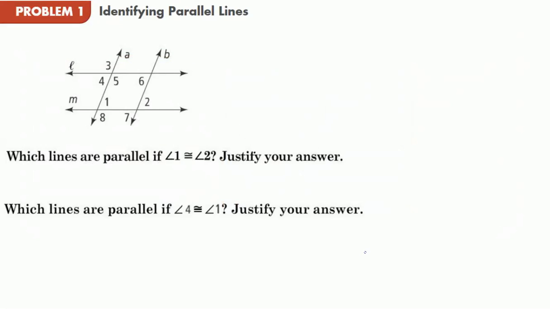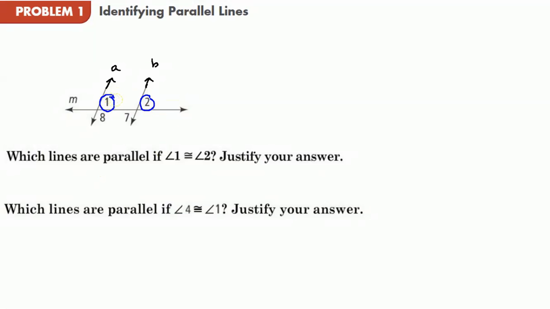So now let's look at problem 1. Which lines are parallel if angles 1 and 2 are equal, congruent? What I'm going to do is erase the top part so that we have fewer lines. We have too many lines around. So I'm going to focus on angles 1 and 2. What you have here now is two lines, lines A and B, and then line M. So line M is going to be my transversal, the one that crosses the two lines A and B.